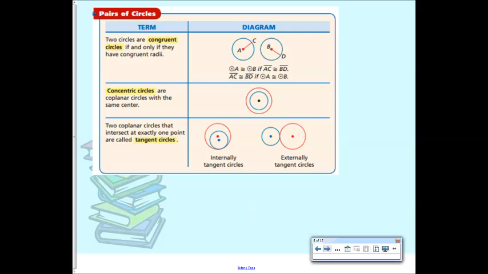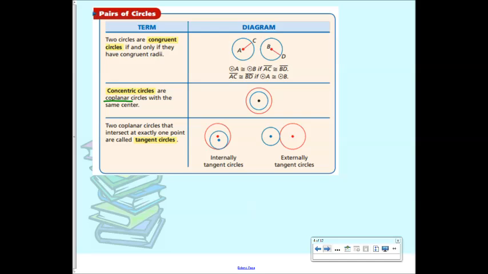Concentric circles are coplanar. What does that mean? They're on the same plane, so they have to be on the same flat surface. They're coplanar circles with the same center. So essentially, concentric circles, how would you describe this picture in your own words? A circle that is inside another circle. So a concentric circle is basically a circle inside of another circle.